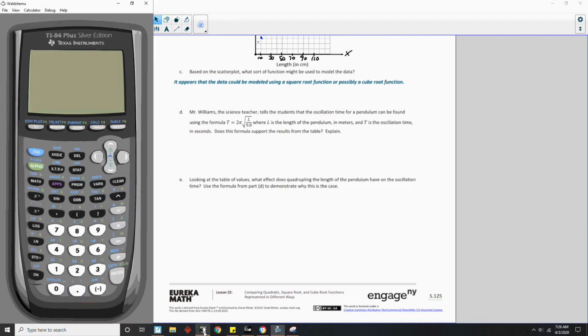Okay, so what we can do here is use our calculators. The way I would do it is go to y equals and clear everything out of there, and put this function in terms of y. So T is my y. Y equals 2 pi times the square root of L, that's where our x will go, x will be our L, divided by 9.8.